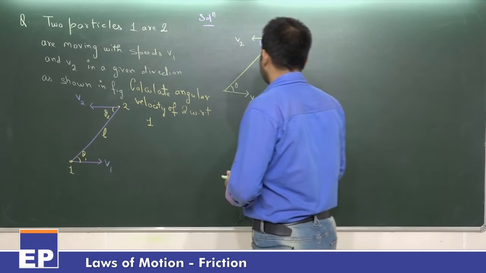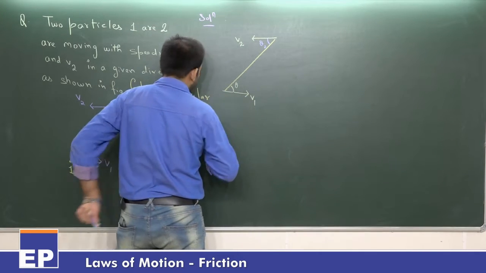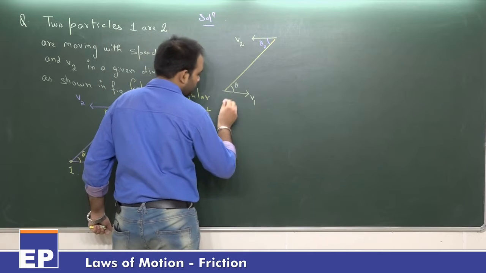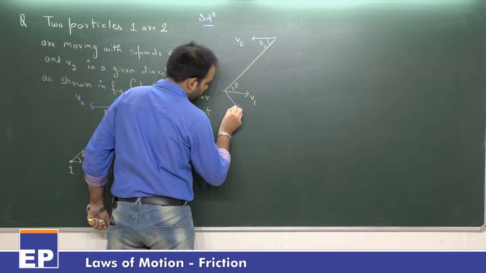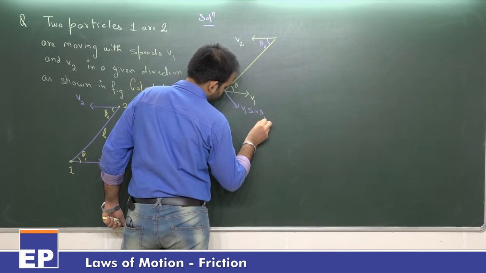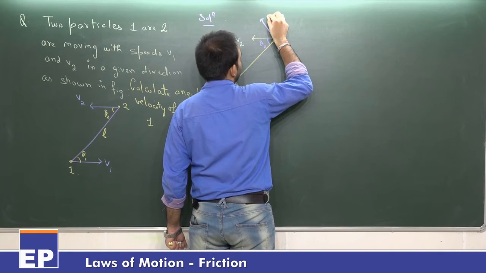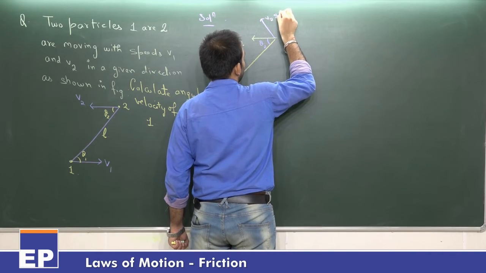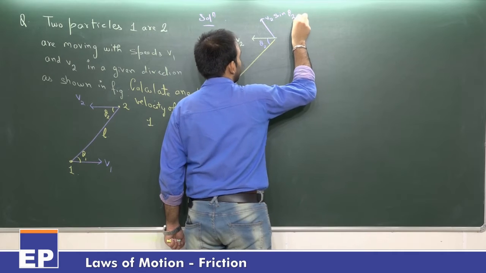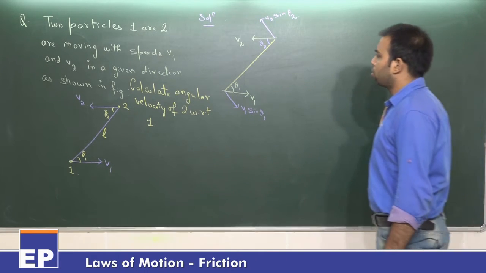So we can say easily, look, we have to calculate the component which is perpendicular to it. What is the component of v1 perpendicular to it? This is the component, it is v1 sin theta 1. And this is the component perpendicular for v2, it is v2 sin theta 2. Right? So these are the two components, v1 sin theta 1 and v2 sin theta 2.